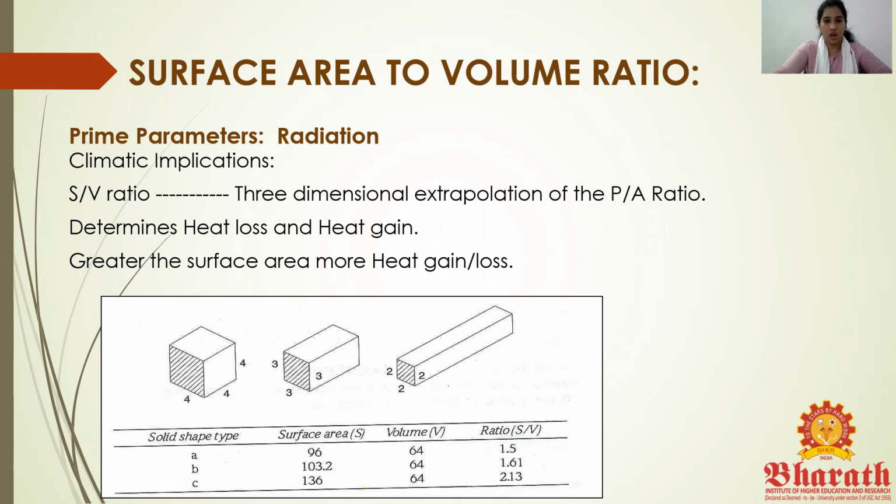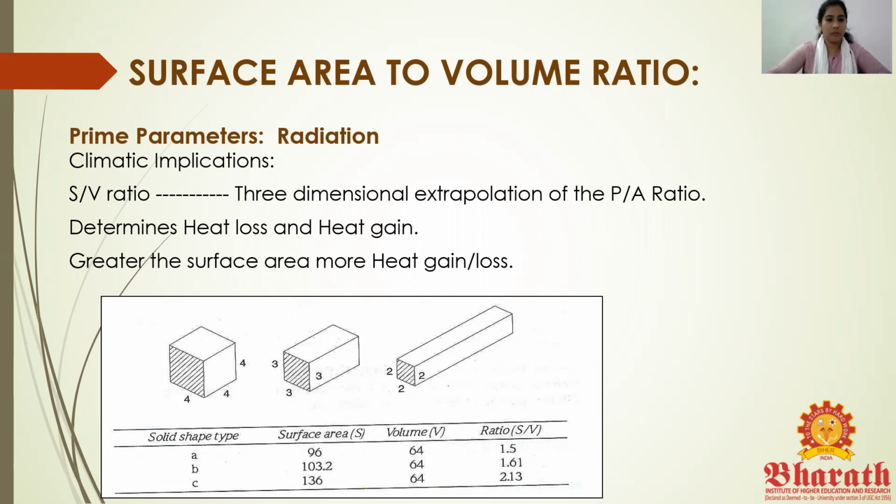Okay, so how exactly does this work? The prime parameter that has to be considered for this is radiation. How exactly is the radiation? The area that is going to be radiated by sunlight is what we'll see, and how you could reduce it, thereby reducing the overall radiation or heat gain.